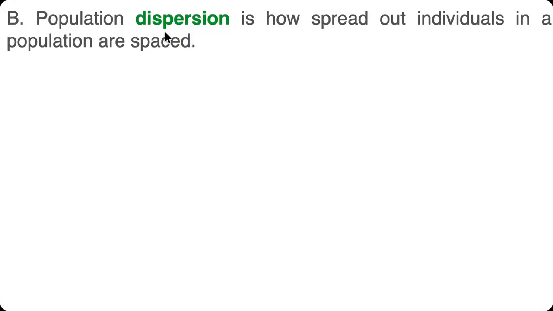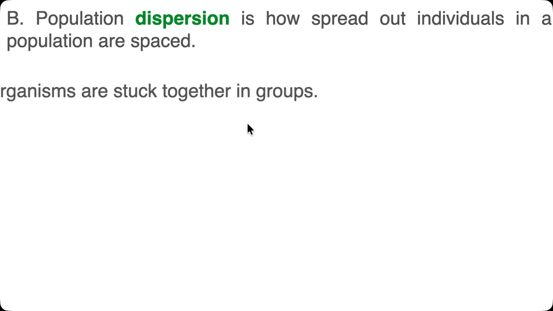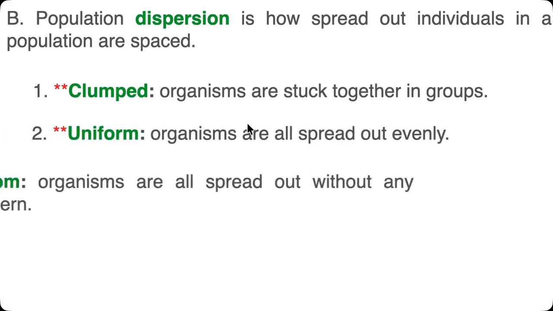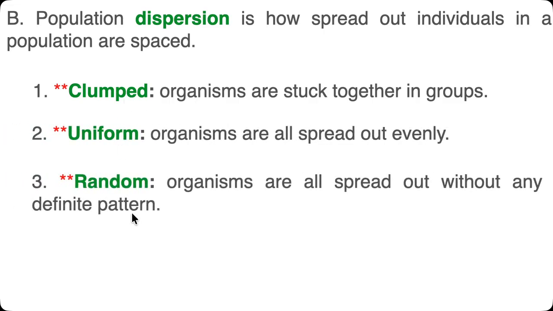All right, population dispersion. How are organisms spread out? Population density is how we can figure out how many are in an area. Population dispersion is just how spread out the individuals are. These are our definitions. We've got clumped, uniform, or random. Clumped being organisms are stuck together in groups, uniform being organisms are spread out evenly, and random being that they're spread out without any definite pattern. So if it doesn't fit into category 1 or 2, it must be random.